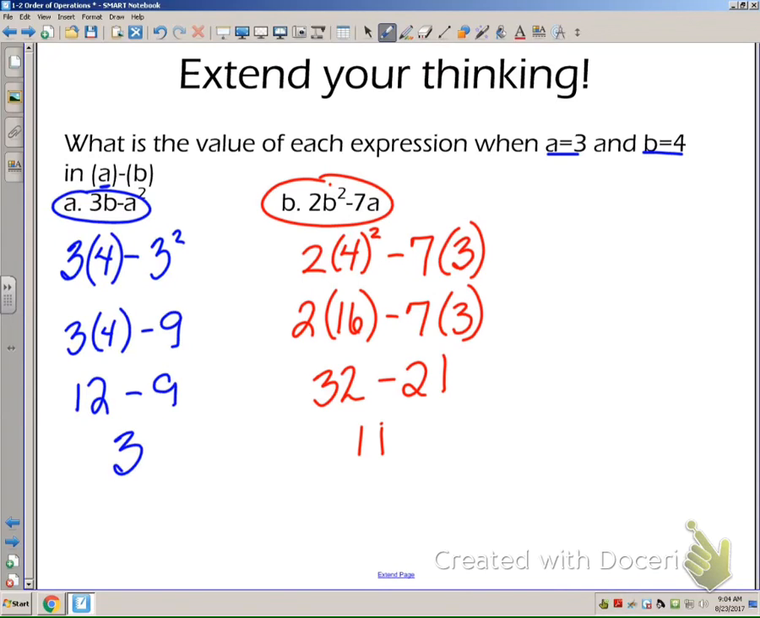So now what we have to do is this whole a minus b. So I take my answer from a, which is 3, and I subtract from it my answer from b, which is 11. And 3 take away 11 is negative 8. So the answer to this problem is negative 8.